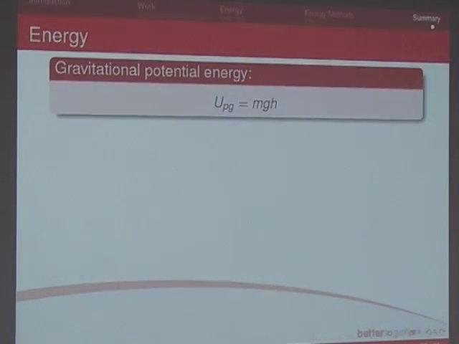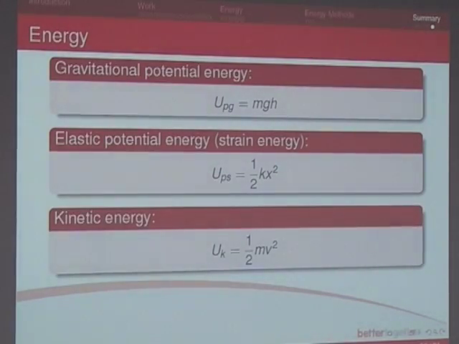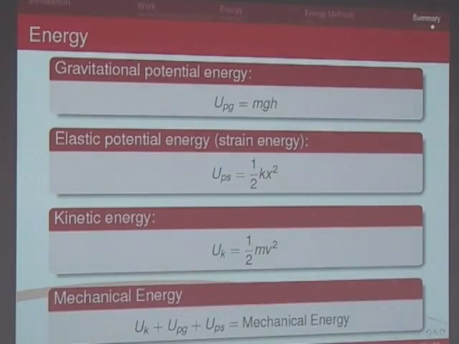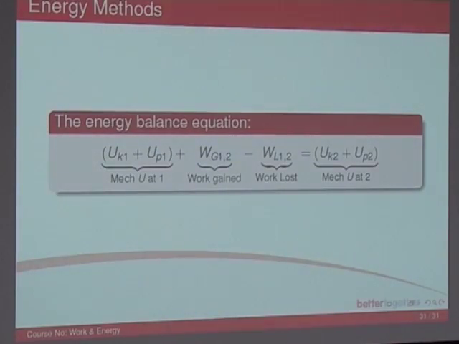Then we've got energy. Gravitational potential energy is mgh. Strain energy, or elastic potential energy, is 1/2 kx squared. Kinetic energy is 1/2 mv squared. Mechanical energy is the sum of all those energies added together. Then we have the energy balance equation: the mechanical energy at point 1 plus the work gained between 1 and 2 minus the work lost between 1 and 2 equals the mechanical energy at point 2.